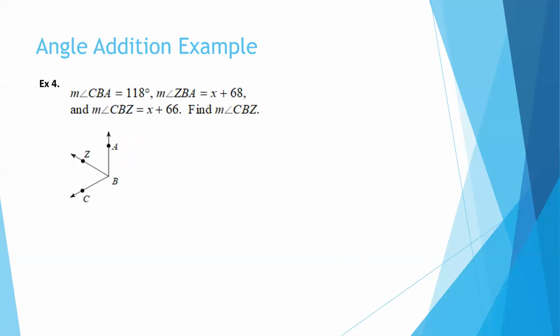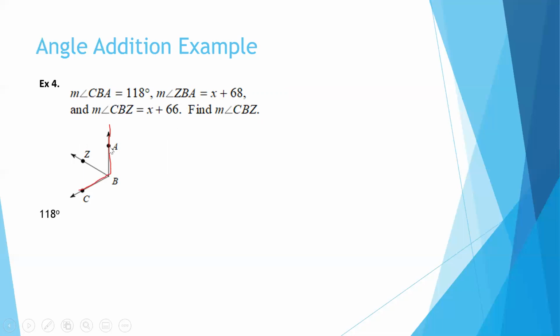Let's do one more, and we're not just going to solve for x this time, we're going to solve for an angle. So in this one, we have measure of angle CBA is equal to 118 degrees. Measure of angle ZBA is equal to x plus 68. And measure of angle CBZ is equal to x plus 66. And we need to find this time the measure of angle CBZ.